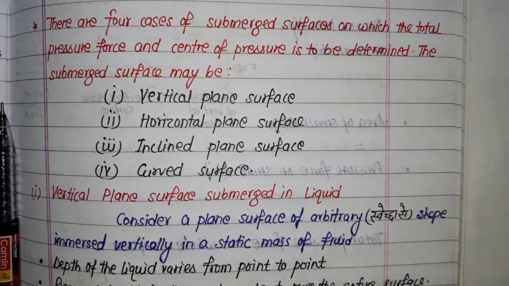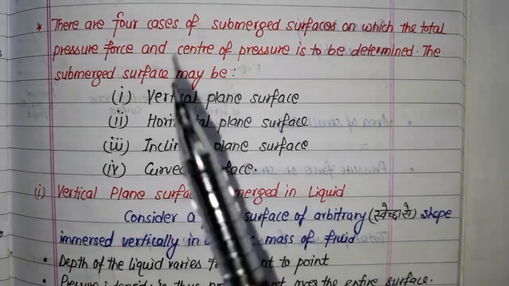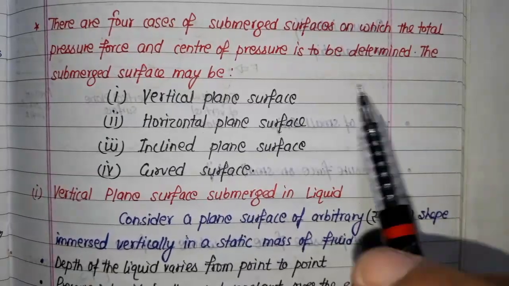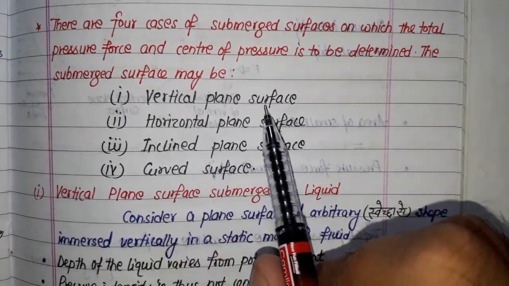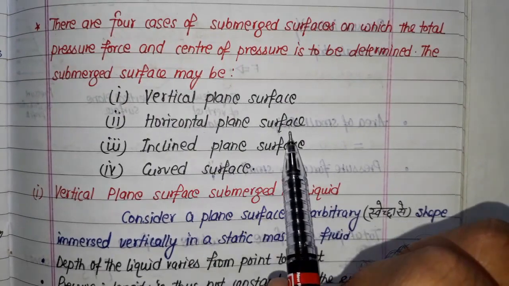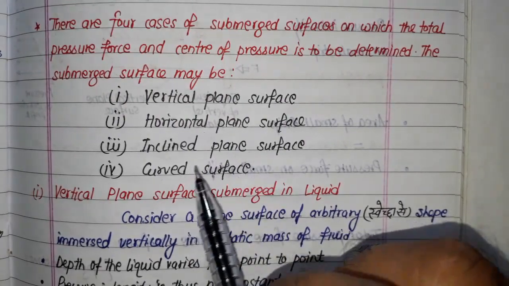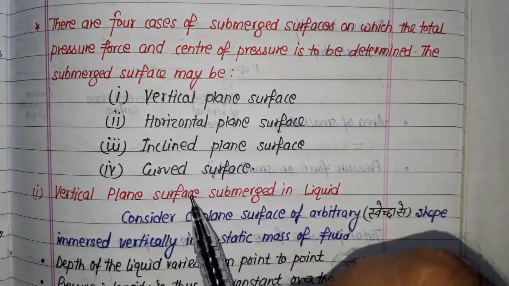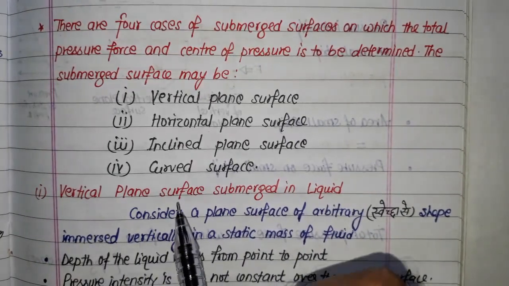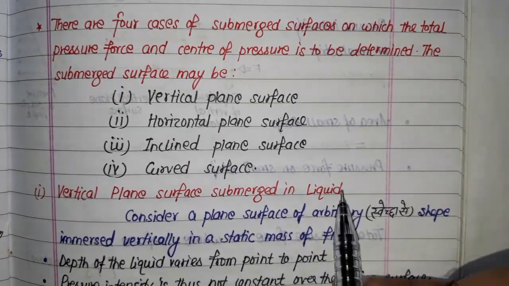In this video, we will discuss vertical plane surface submerged in liquid. Basically, there are four cases of submerged surface on which total pressure force and center of pressure is to be determined. The submerged surface may be a vertical plane surface, horizontal plane surface, inclined plane surface, or curved surface. In this video, we will discuss the vertical plane surface submerged in liquid.